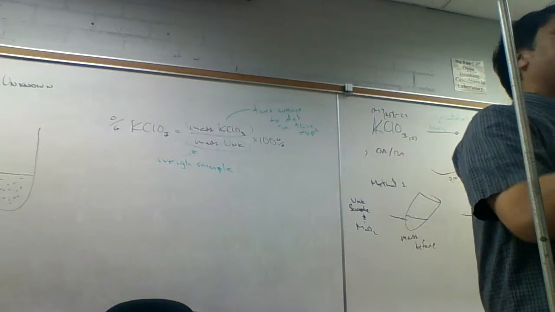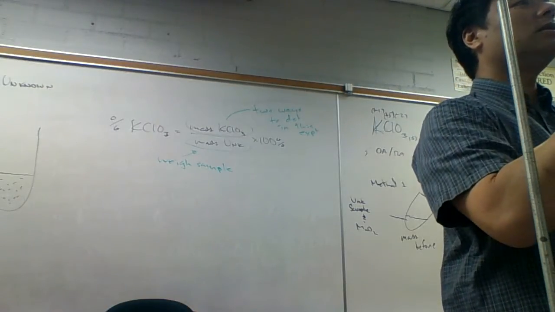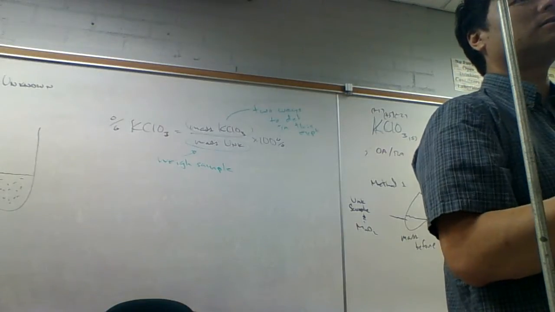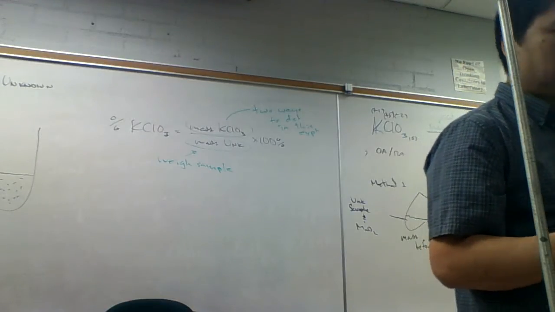Okay, so what we should have is the mass of the empty test tube, the mass of the empty test tube plus our unknown, the mass of the empty test tube plus our unknown plus the catalyst, and then we're good. If we have those masses, then we can start the experiment.